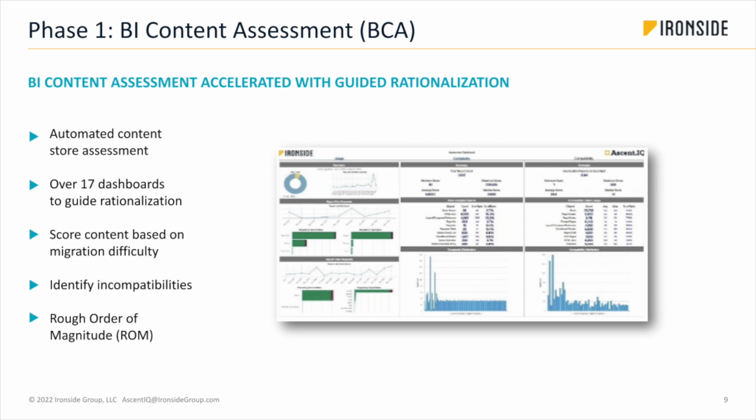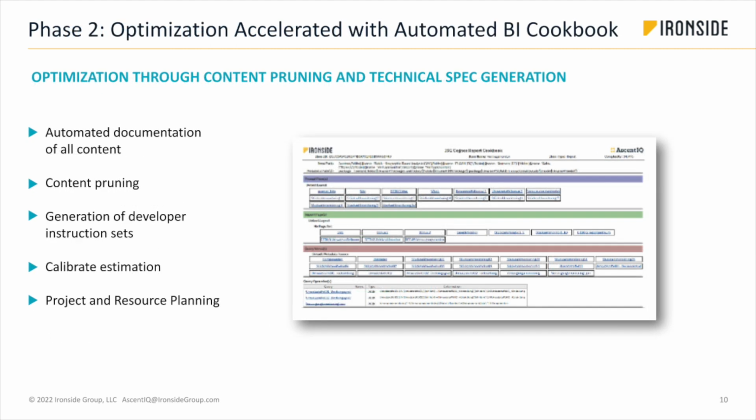So we have these guides that help us work with the business to decide on what it is that we actually need to move over and what we need to spend time on. These guides go over incompatibilities between capabilities of Cognos and QuickSight. And then this is what leads to kind of our rough order of magnitude. That second phase, the optimization, is when we actually do the pruning. We actually will get rid of a lot of the content for you with input from a customer.